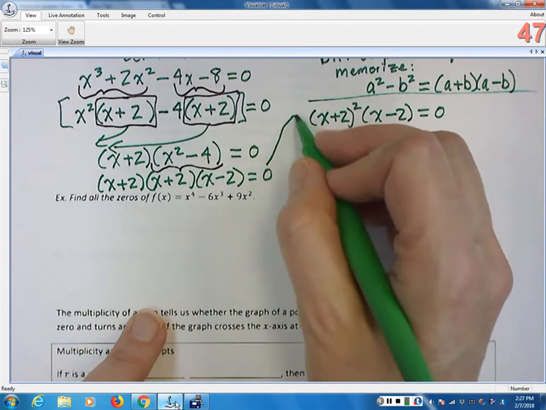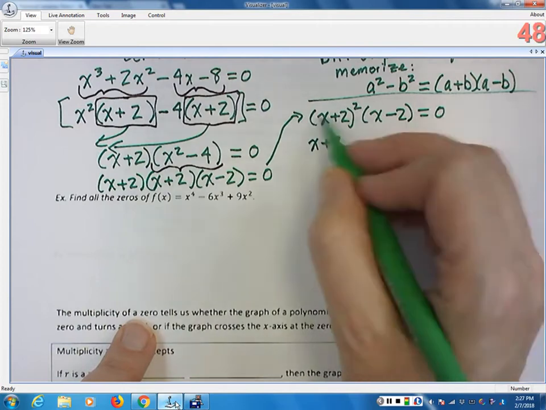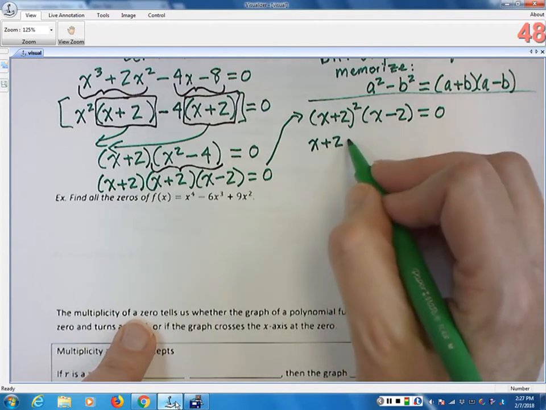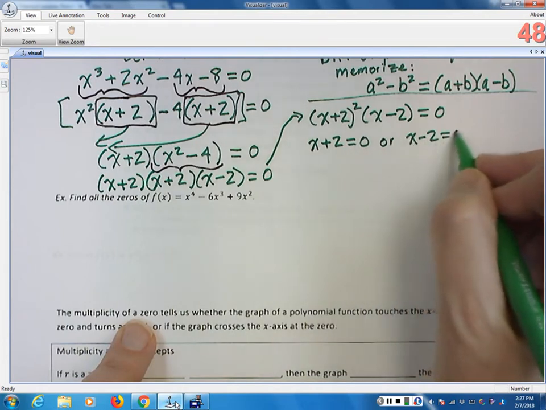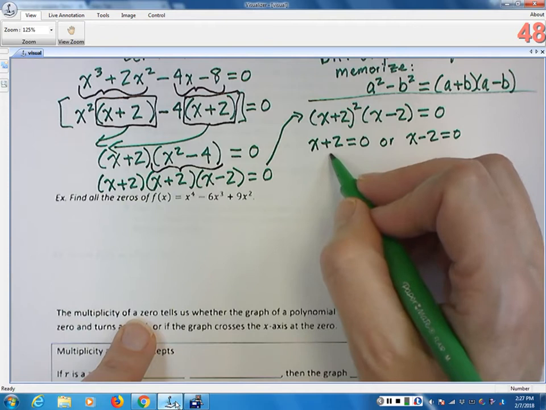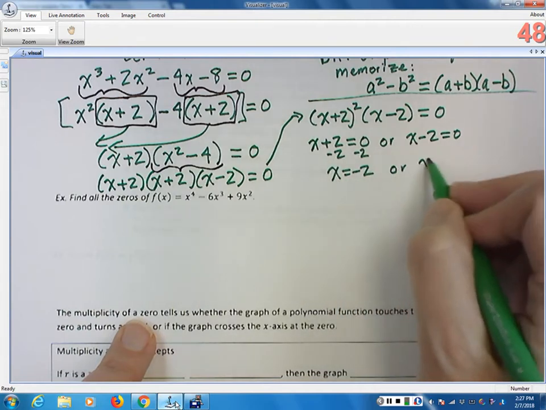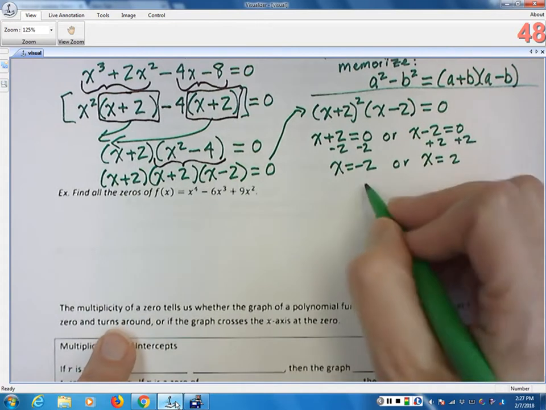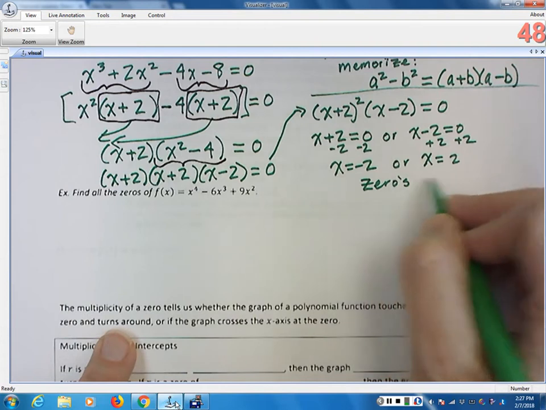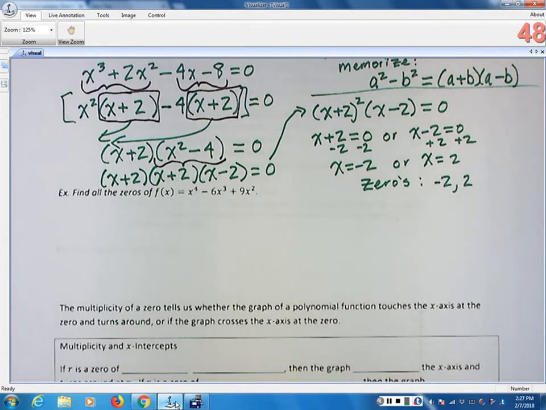So we're going up here. So now we're going to set our factors to 0. The only way this product would be 0 is if either factor equals 0. And so you get x equals negative 2 or x equals 2. So the zeros are negative 2 and 2. That's our zeros. So we found our zeros.